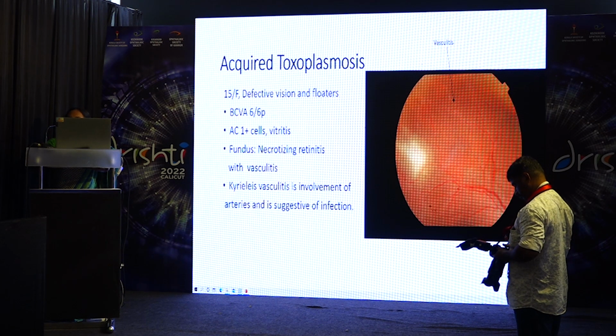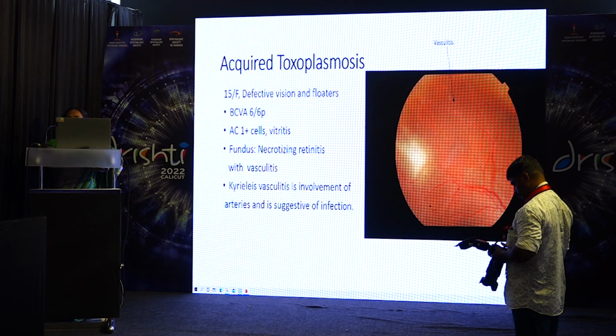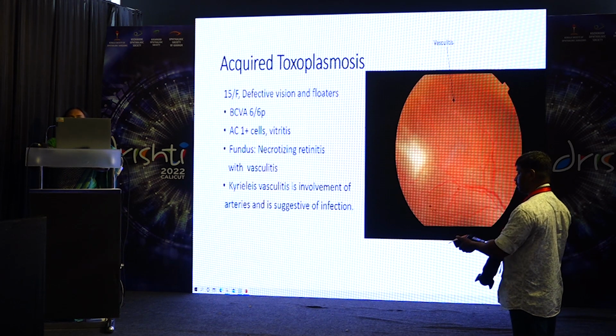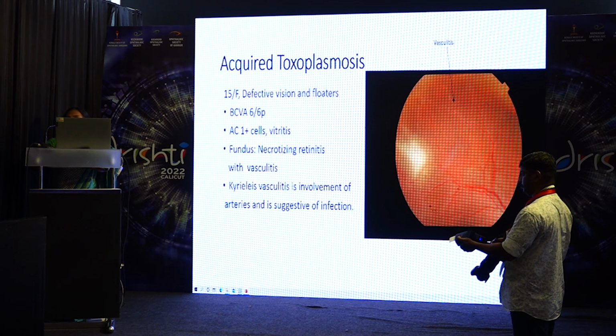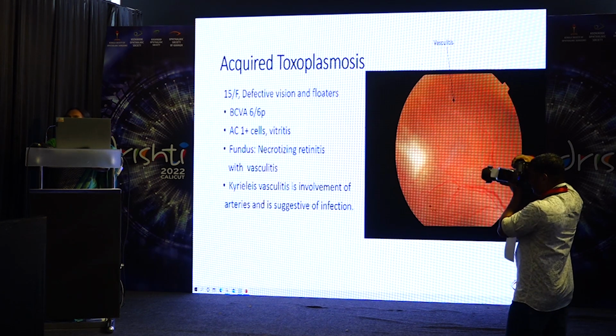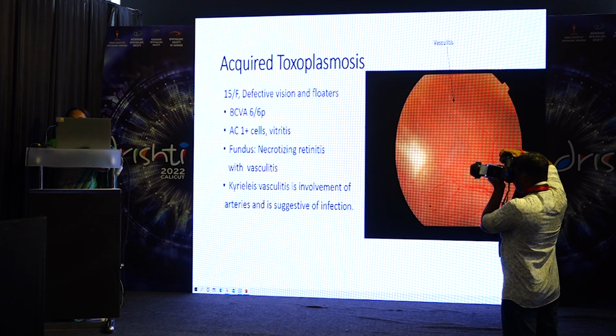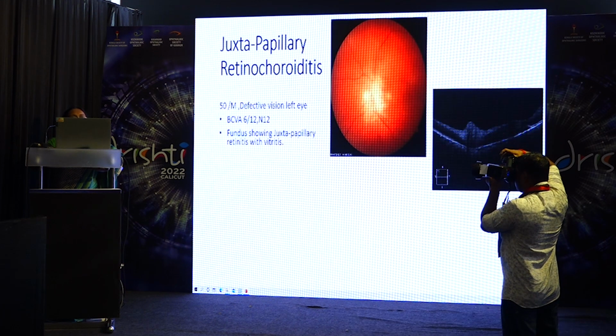One is Kyrieleis vasculitis, it is involvement of the arteries and it is suggestive of just infection. It is seen in some other conditions also. Then there are skip lesions or confluent lesions. These confluent lesions can lead on to inflammatory vascular occlusions.